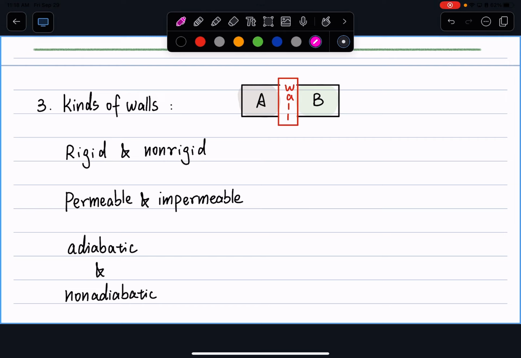Now you can have rigid and non-rigid wall. So a rigid wall means it's something hard, it doesn't move. And a non-rigid wall you can imagine to be something soft, and you can change the shape, and also it can compress or it can expand. So it's movable or not, that's rigid or non-rigid. Next up, we have permeable and impermeable. So permeable and impermeable tells you whether or not our wall allows matter to be transferred between different sides of the wall.